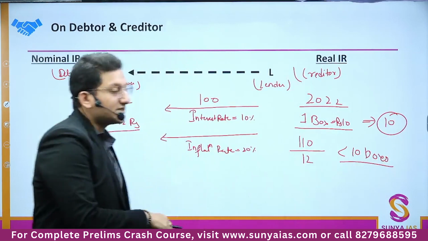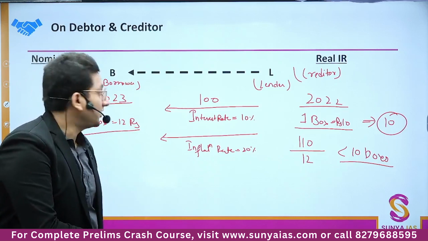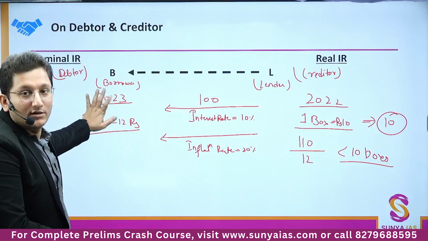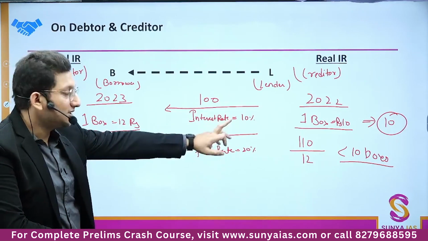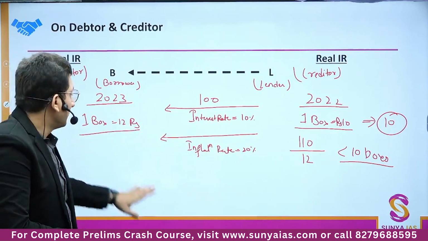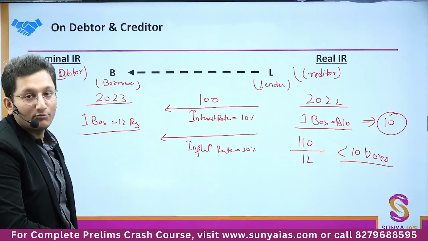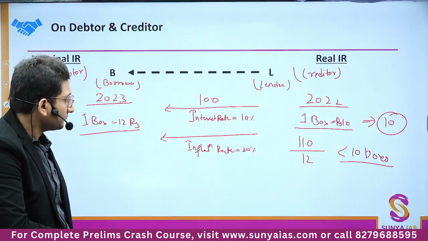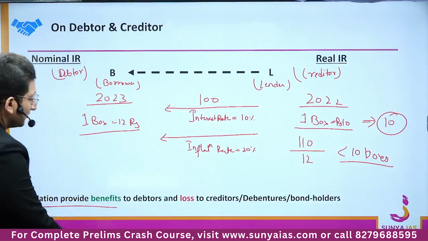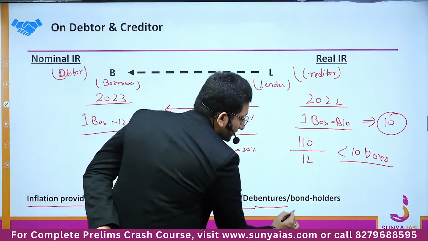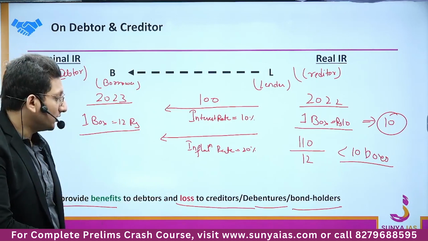So from this example, who is going to benefit from it? This person na, kyunki ab to wo utne hi paise mein, after adding the interest, he is not going to buy the 10 boxes, while he is getting benefited of this particular one box, two boxes, right? So can we say that the inflation provides benefit to the debtor and loss to the creditor, debenture and bondholder? That is creditor, debenture and bondholder, right?